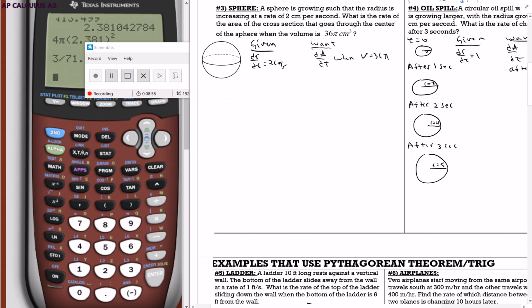Alrighty, so continuing, we have the sphere. We're given that dr/dt is 2 centimeters per second. We want dA/dt, where the area is the area of the cross section.